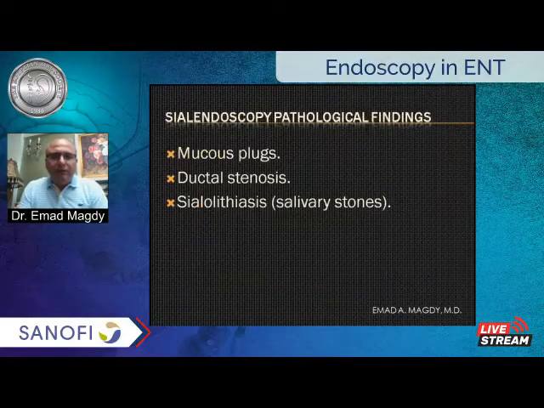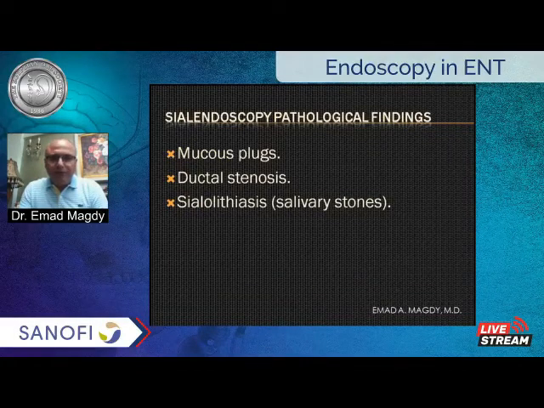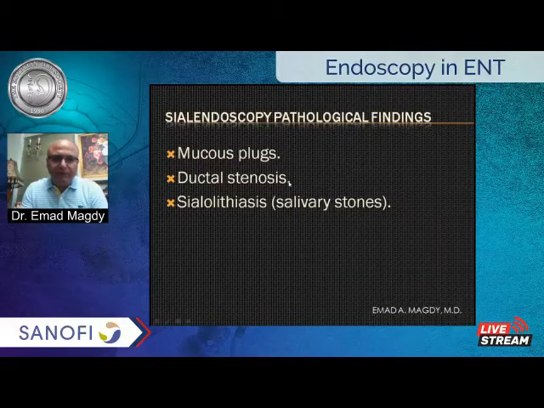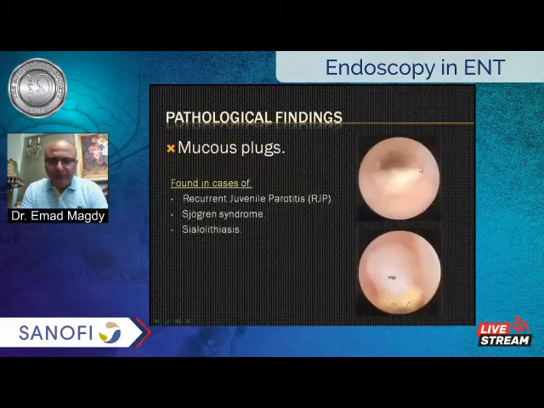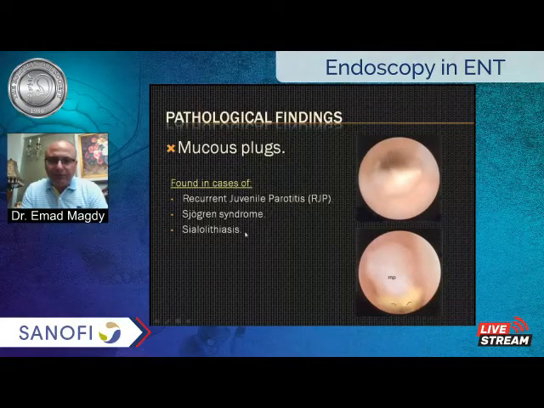What do we find when we're doing sialendoscopy? What are the pathological findings we have? You can have mucus plugs, you can have ductal stenosis, or you can see salivary stones. This is how the picture of a mucus plug appears. You see this haziness in the picture. See this haziness? This is a mucus plug, and this is a stone underneath. And these are usually found in cases of juvenile recurrent parotitis, Sjögren's syndrome, or sometimes accompanied with sialolithiasis.